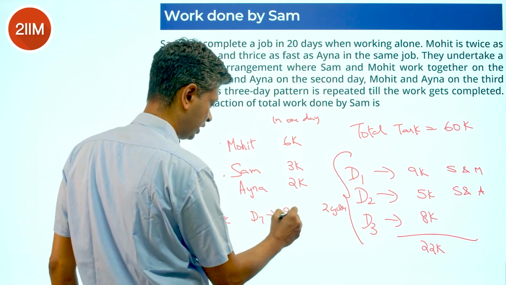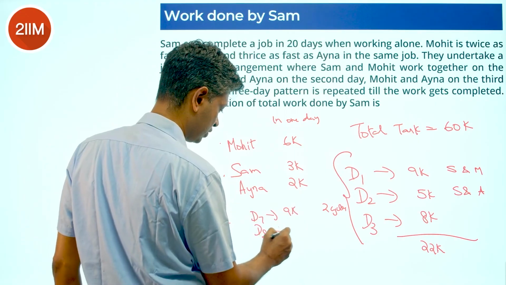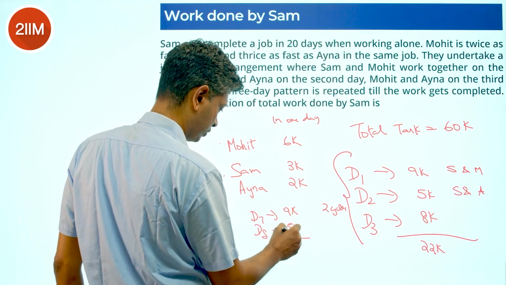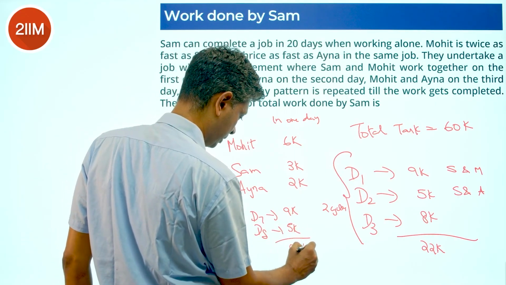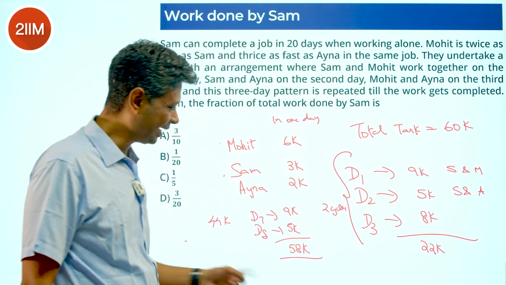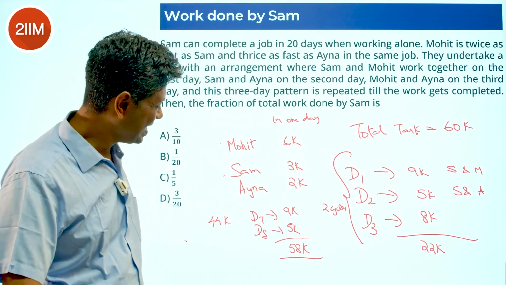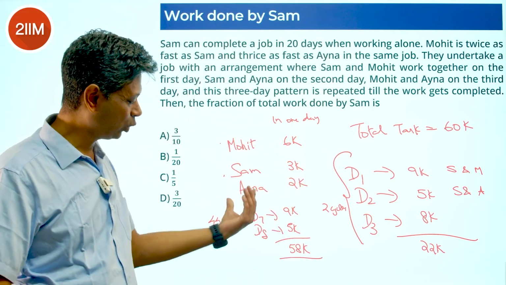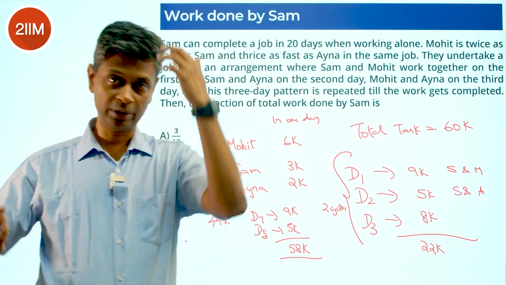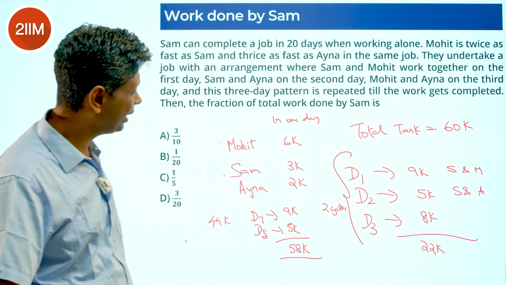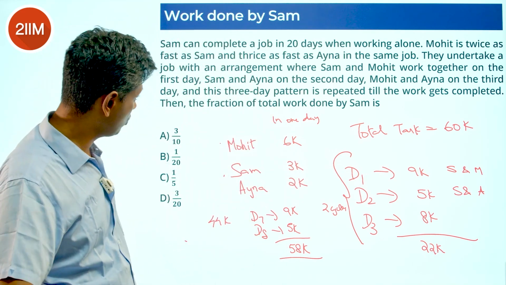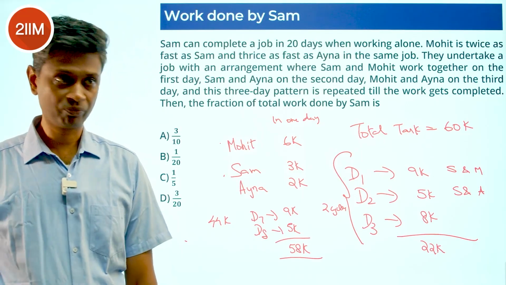Day 7 is 9k. Day 8 is 5k. 9 plus 5 is 14. We go to 58k. On day 9, we'll have 8k being done, but we need only 2k. So somewhere on the 9th day, this will get completed. We don't want to know exactly how many days it takes. We want to think about what is the fraction of total work done by Sam.